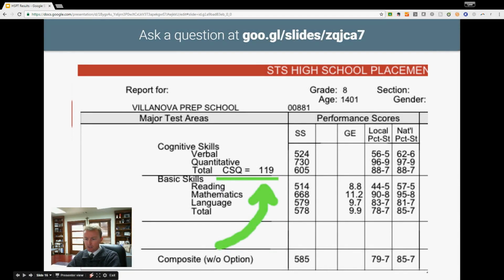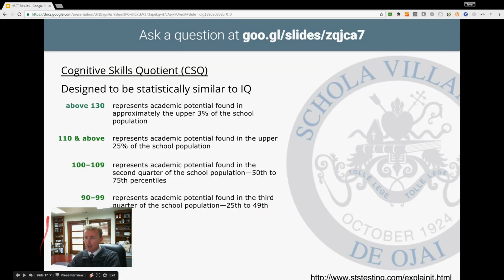Looking at 119, that lands in the 75th percentile, the upper quartile. And that makes sense because he scored in the 85th percentile nationwide overall on the composite score. So absolutely, there is a correlation.